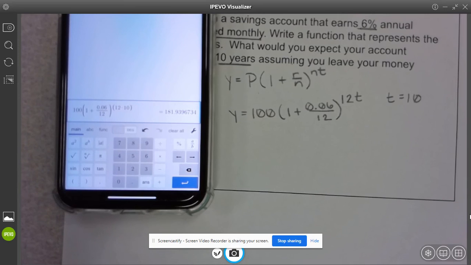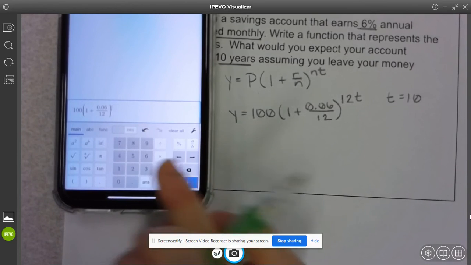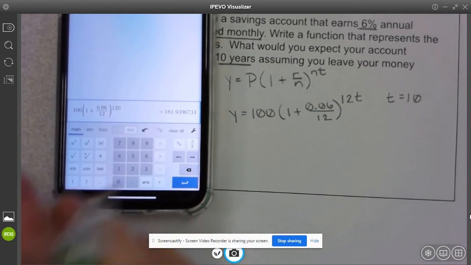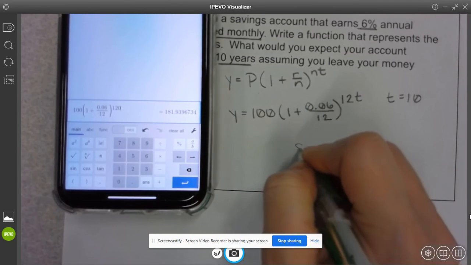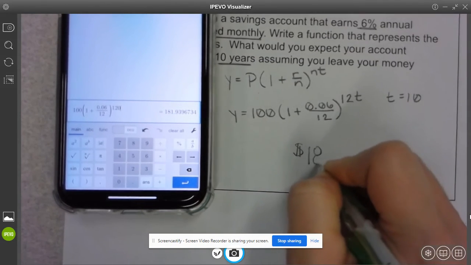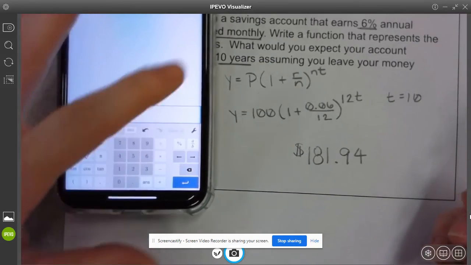Now, in the Desmos Scientific Calculator, if you are multiplying in your exponent, you do have to put parentheses, or you could just do 12 times 10 being 120 and put that in that way. But either way, you're going to have $181.94 after 10 years.